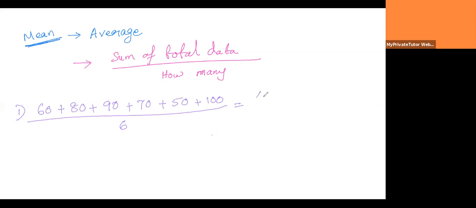So it seems like we'll get 450, if I'm not wrong. 50, 60. Yeah. So for 450, you're going to divide by 6. That might be something around 75%. So the mean is 75. I hope everyone understands, okay?